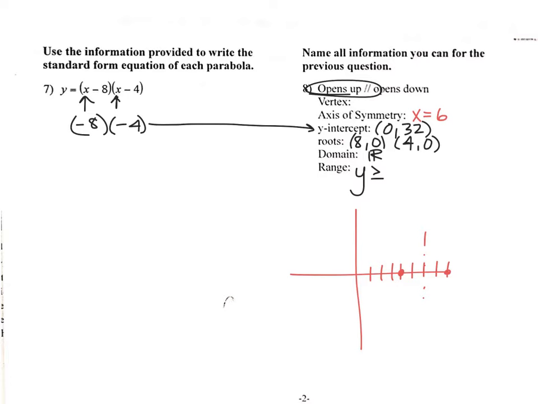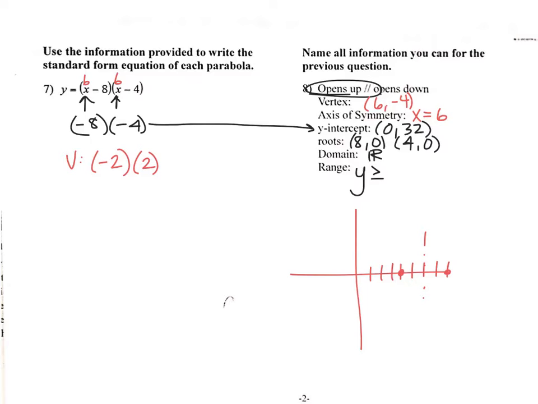And then to find the vertex, we're just going to plug that in. So to find the vertex, I'm going to plug 6 in this time because that's the axis of symmetry. That's the x value. That's going to give me negative 2, and right, because 6 minus 8 is negative 2, and 6 minus 4 is positive 2. So when I multiply that, I'm going to get negative 4. So my vertex is 6, negative 4.